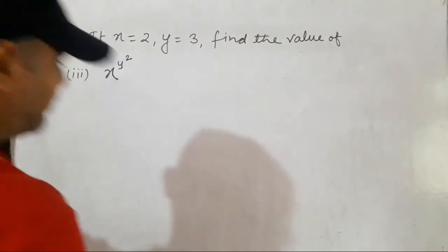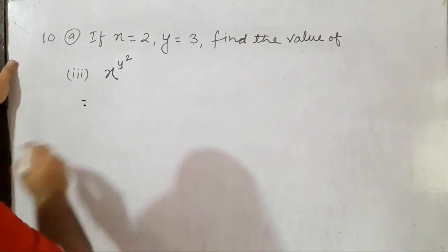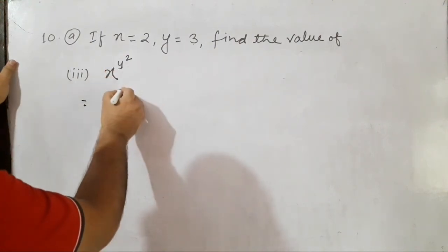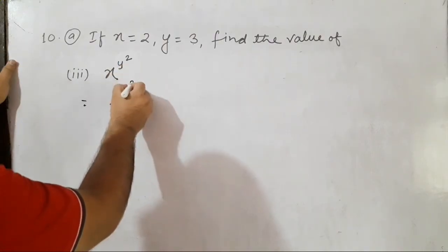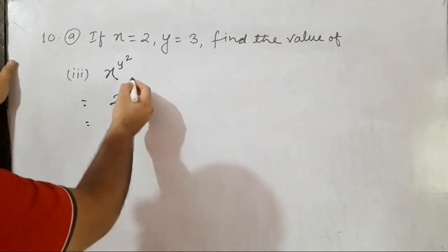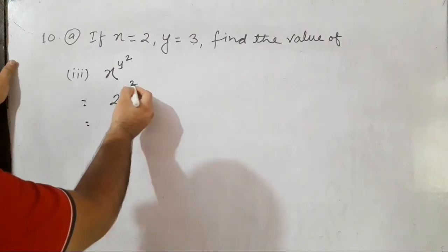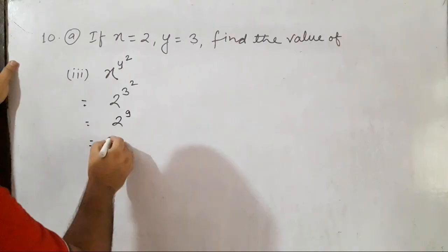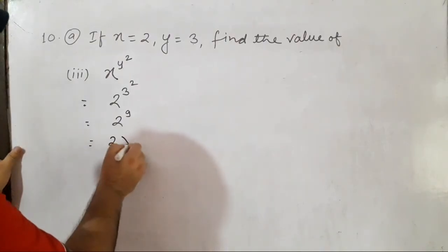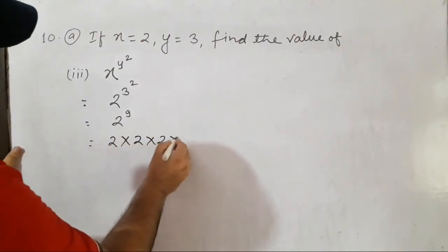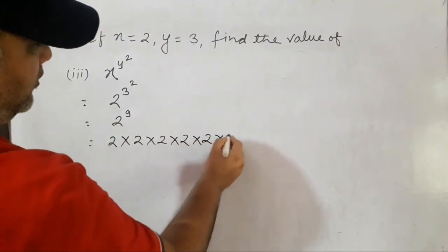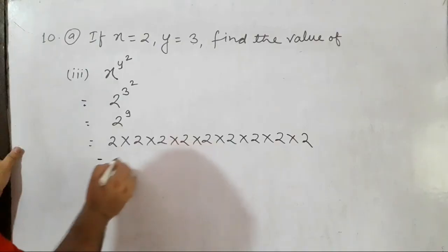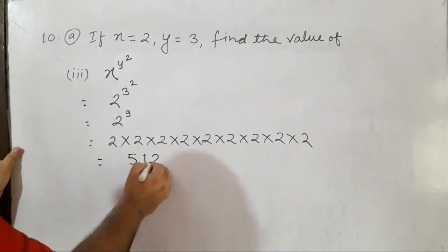So let's see. Put the value of x, 2 power, the value of y, 3 power 2. Here 3 square is 9. 2 power 9 equal to, multiply 2 9 times, which is equal to 512.